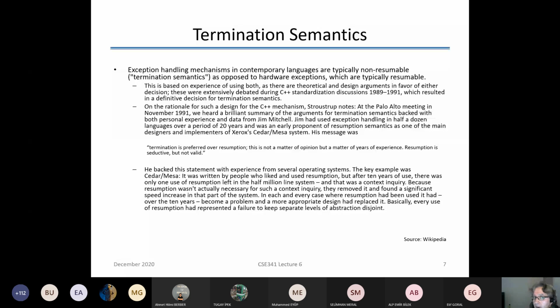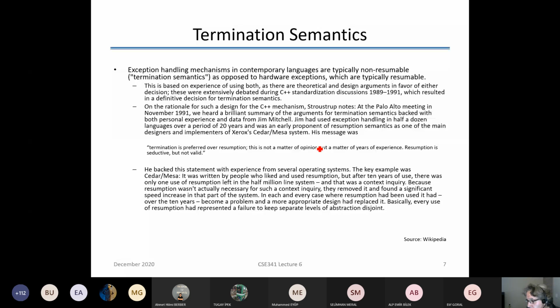Whereas for hardware exceptions, we are talking about software exceptions here, in the case of hardware exceptions they are typically resumable. This is, again, going back to the von Neumann machine and so forth. Of course, for C++, the decision for termination semantics was not come up with very easily. This is a very contentious topic: non-resumable versus resumable programming.